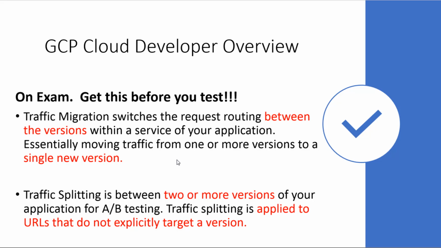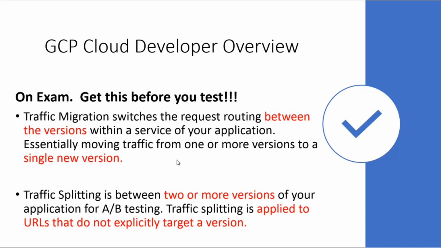But basically, think of traffic migration as a way to switch the requests between versions within a service of your application. Basically, we're moving traffic from one or more versions to a single new version. Traffic splitting is where we take 2 or more versions, for example, for A/B testing, and this could also be called blue-green testing as well. We'll cover blue-green as well, because again, there's a lot of redundancy in terminology sometimes on how it's used. But basically, traffic splitting is applied to URLs that do not explicitly target a version.